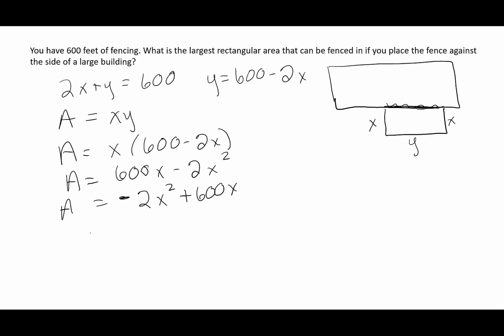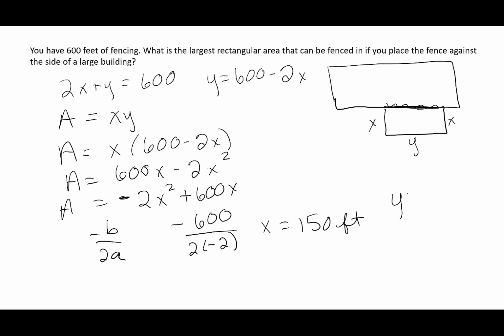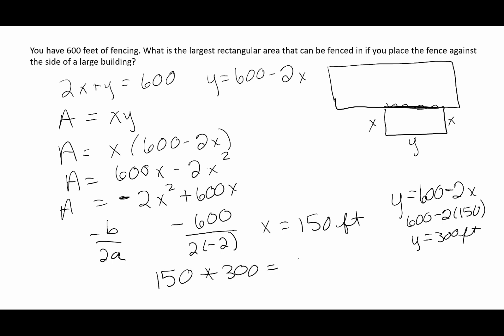Now it looks like a quadratic, so I can do negative b over 2a. So negative b is negative 600 over 2 times negative 2. That says x is 150. This is feet. To get y, I go back to 600 minus 2x. So 600 minus 2 times 150 says y is 300. Still haven't answered the question. The question says, what's the biggest area we can fence in? To get that, we need to multiply 150 by 300, which says we can fence in 45,000, let's say, square feet.